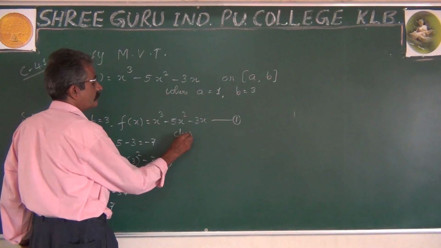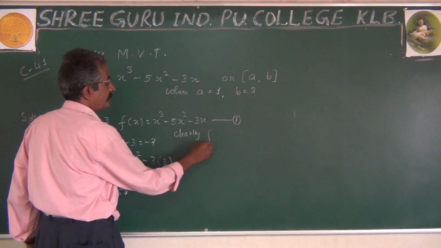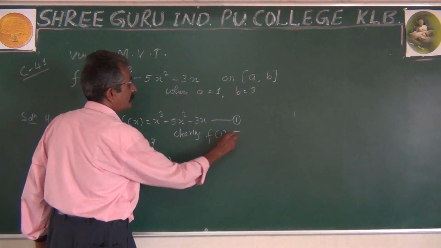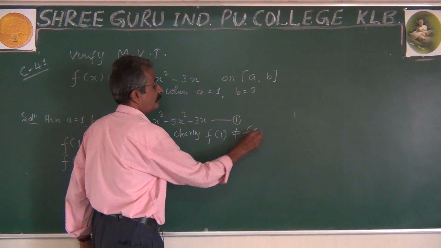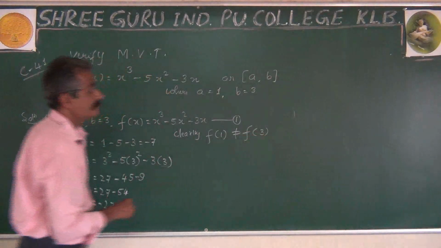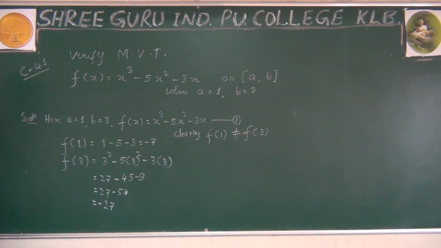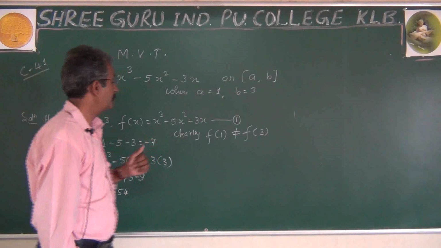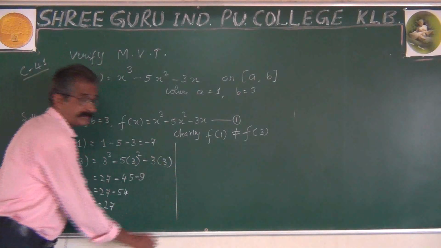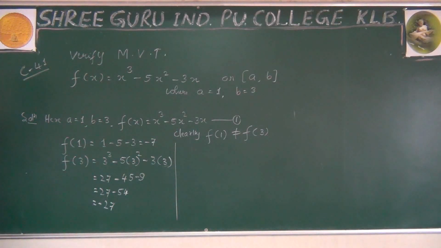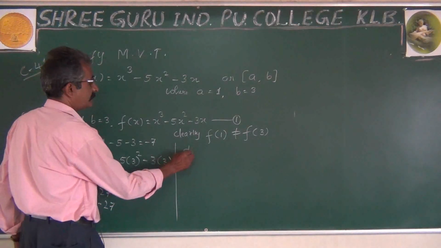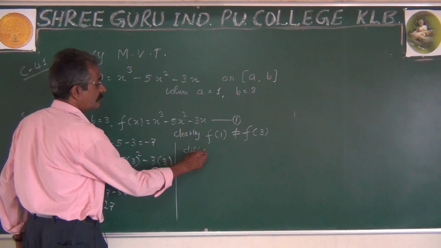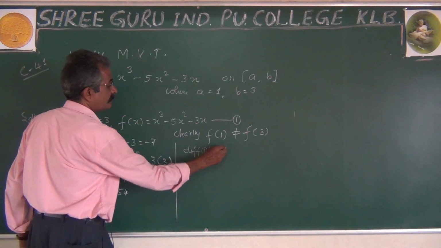Clearly, f of 1 is not equal to f of 3. Hence we need to apply Lagrange's mean value theorem because f of a not equal to f of b is satisfied. Now we shall get differentiation of function 1. Next step, differentiating one with respect to x.